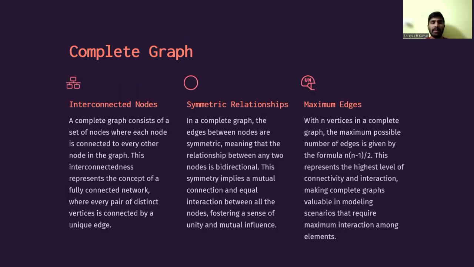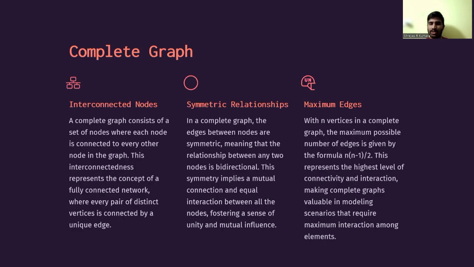Now let's see what a complete graph is. The complete graph has three things: interconnected nodes, symmetric relationships, and maximum edges. What are interconnected nodes? A complete graph consists of a set of nodes where each node is connected to every other node in the graph. This interconnectedness represents the concept of a fully connected network, where every pair of distinct vertices is connected by a unique edge.